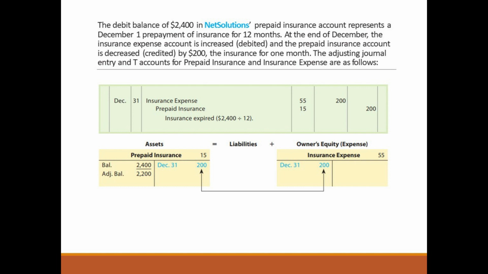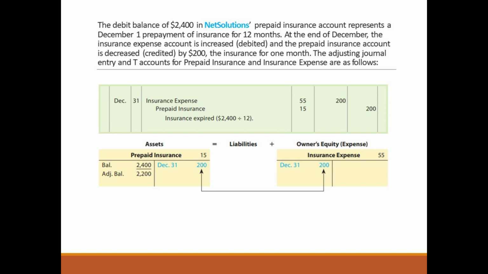Prepaid insurance. The debit balance of $2,400 in Net Solutions' prepaid insurance account represents a December 1st prepayment of insurance for 12 months. At the end of December, the insurance expense account is increased or debited and the prepaid insurance account is decreased or credited by $200, the insurance for 1 month. The adjusting journal entry and the accounts for prepaid insurance and insurance expense are as follows.